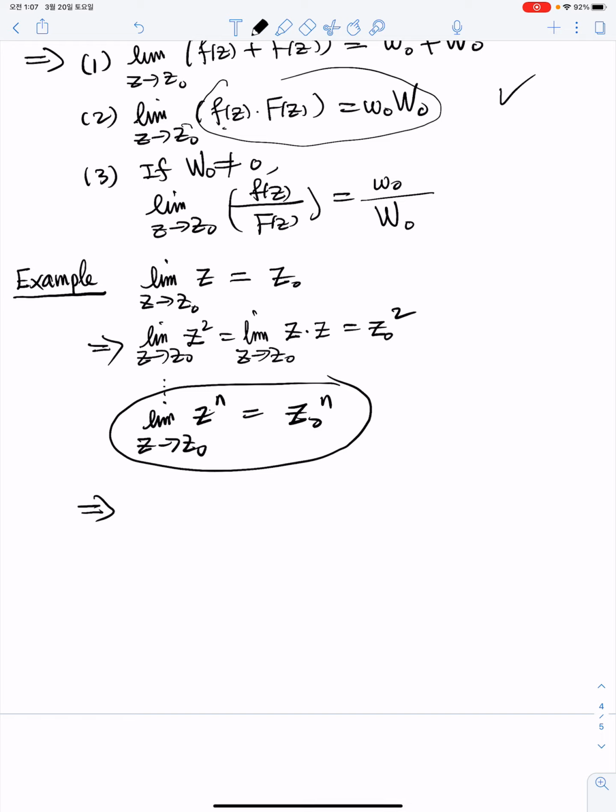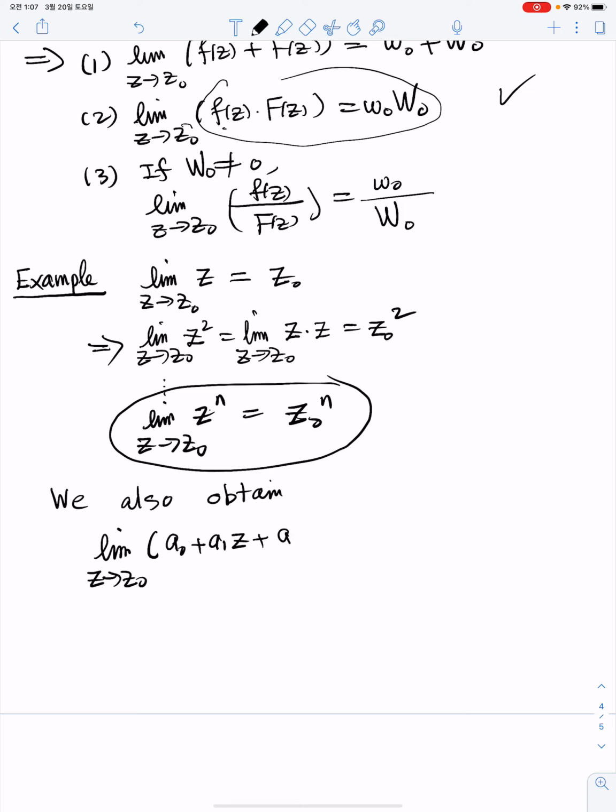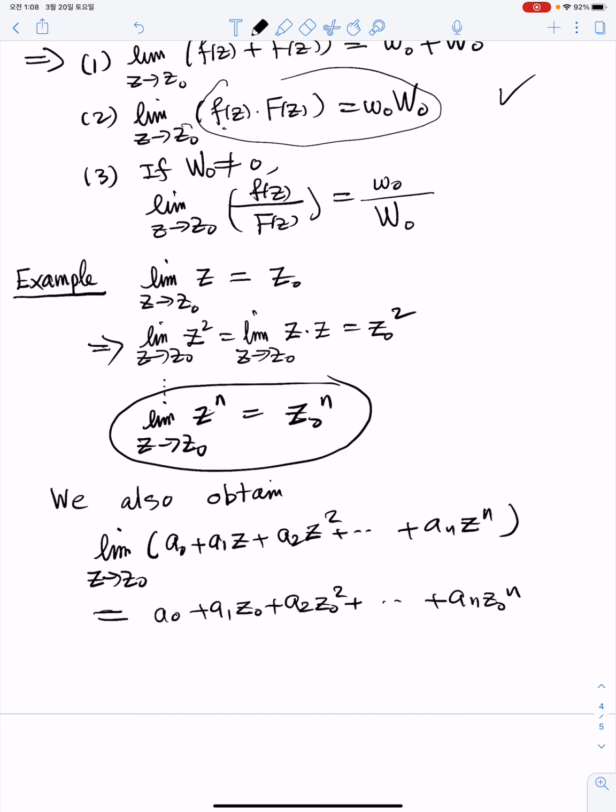In general we also obtain the limit as z approaches z0 of the polynomial a0 plus a1 z plus a2 z squared and so on up to an z to the n. Computing this gives a0 plus a1 z0 plus a2 z0 squared up to an z0 to the n.